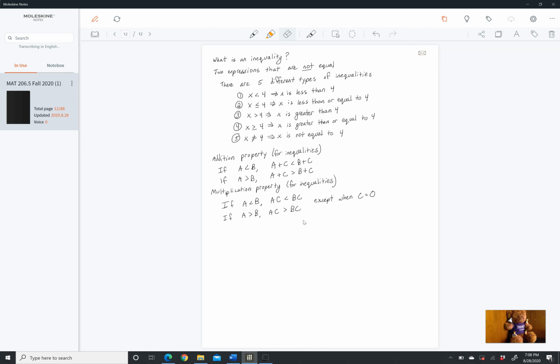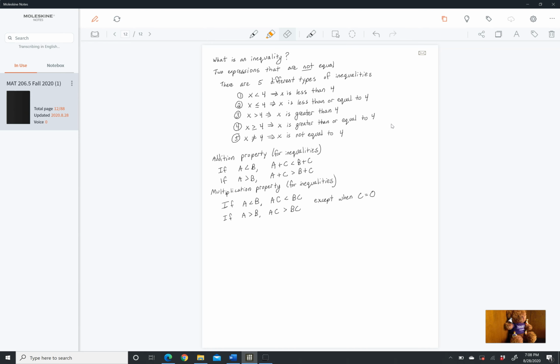Okay, so let's talk about solving inequalities, and then we'll do quick graphing, how to graph it on a number line, which some of you are going to be more familiar with. Like I said, it's exactly the same as solving an equation. There is only one difference.